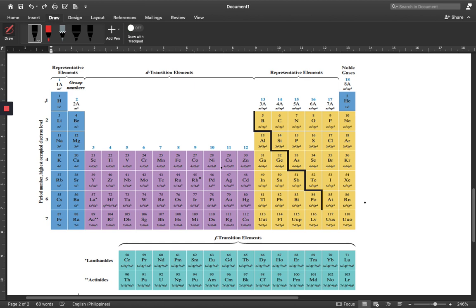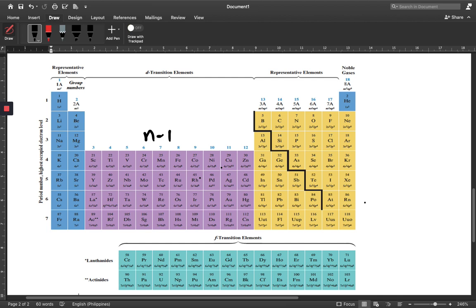So the rows here represent the main energy levels or the principal quantum number, but I'd like you to take note that whenever you reach the violet block here, which is our D block, then we just subtract 1 from the energy level. So n minus 1.